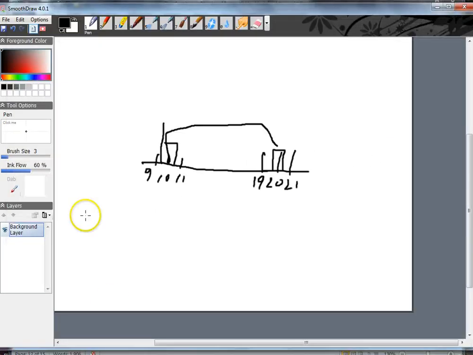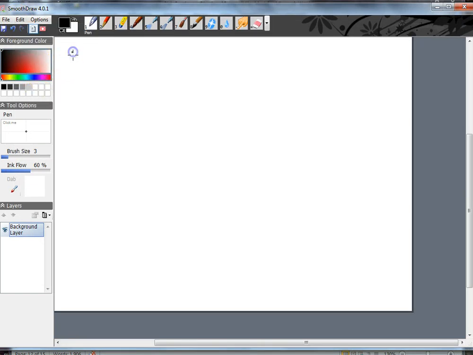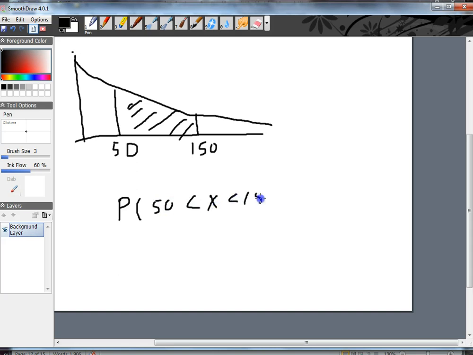So what I have now is the lifetime of this computer is an exponential distribution with mean about 100, and I want to find the probability that it will last between 50 and 150 hours before breaking down, which means I want to find this area. So that's why I represent it as the probability of x between 50 and 150.